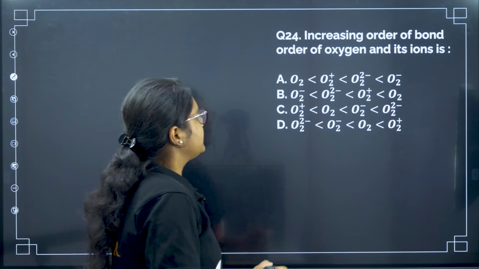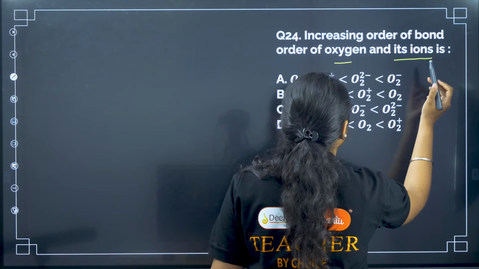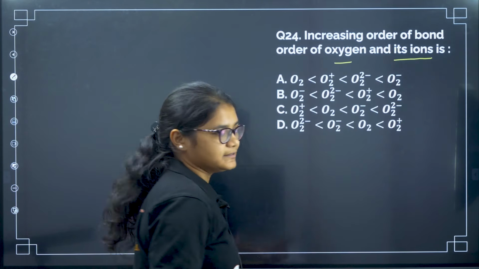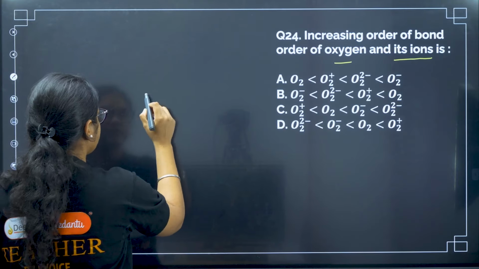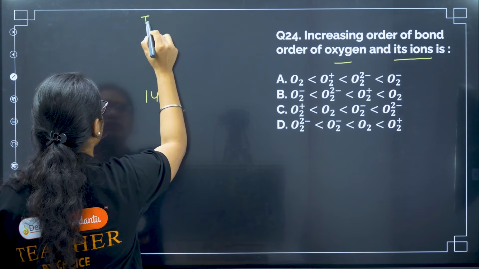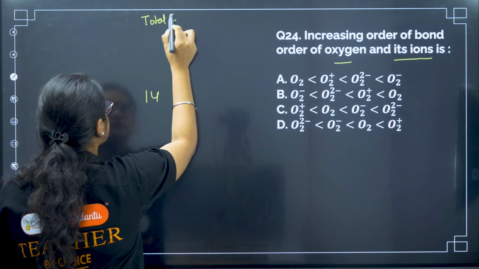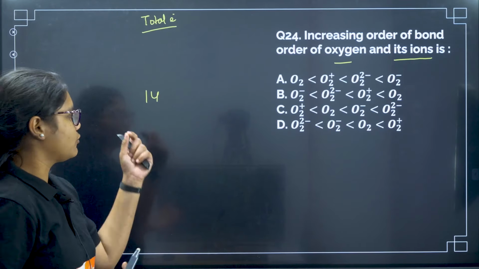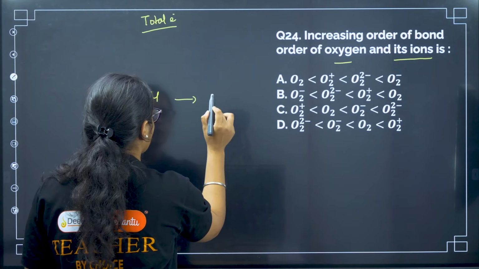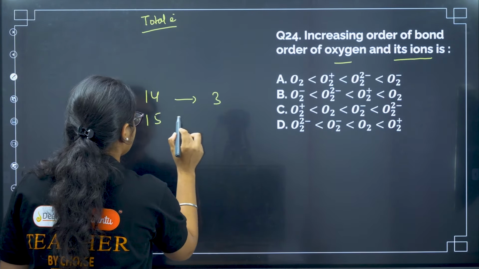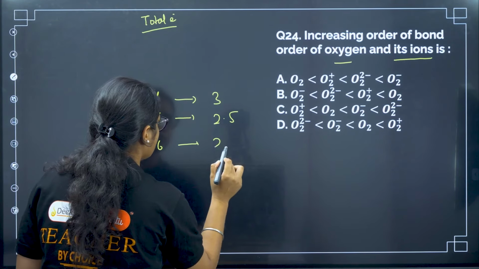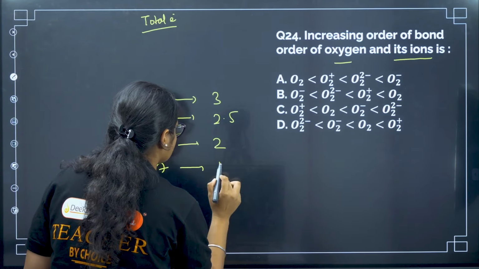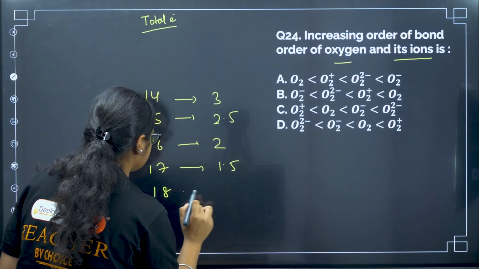Okay, next, the increasing order of bond order of oxygen and its ions is. So bond order, many questions have come. So we can use this trick to calculate the bond order from the total number of electrons. If 14 is the total number of electrons, then the bond order will be 3. For 15 it will be 2.5. For 16 it is 2, for 17 it is 1.5, and for 18 it is 1.